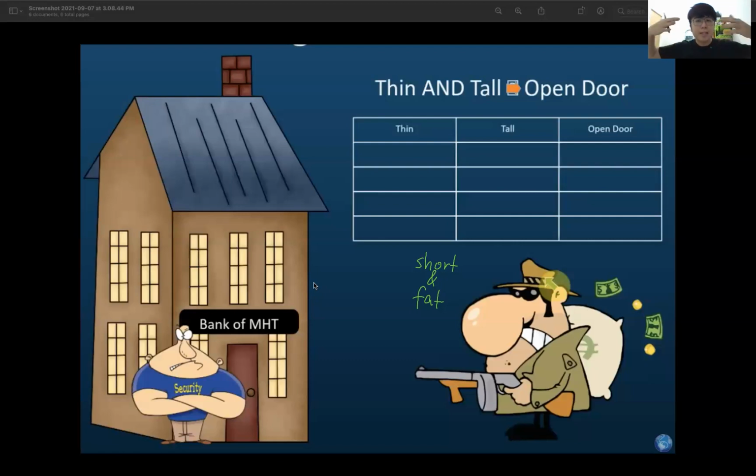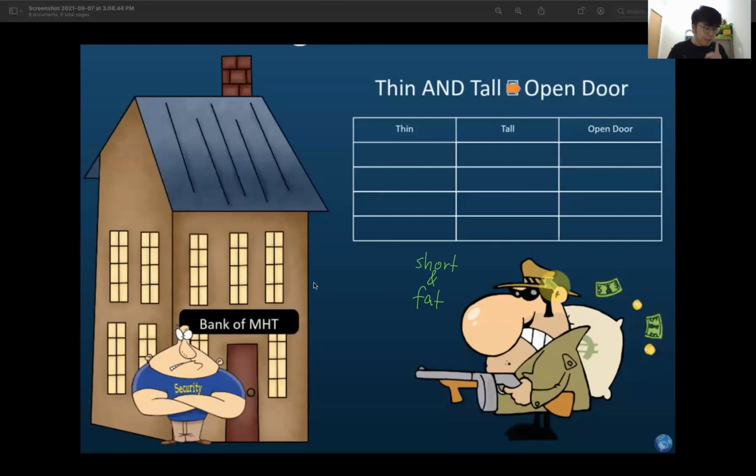So the process of the security guard making this judgment is a logic process, because it is a very clear instruction. If it's thin, you open door. If it's tall, you open door. Very clear, very logic. It's either thin or fat, tall or short. It's a very logic process. So this process of judgment is a logic process.